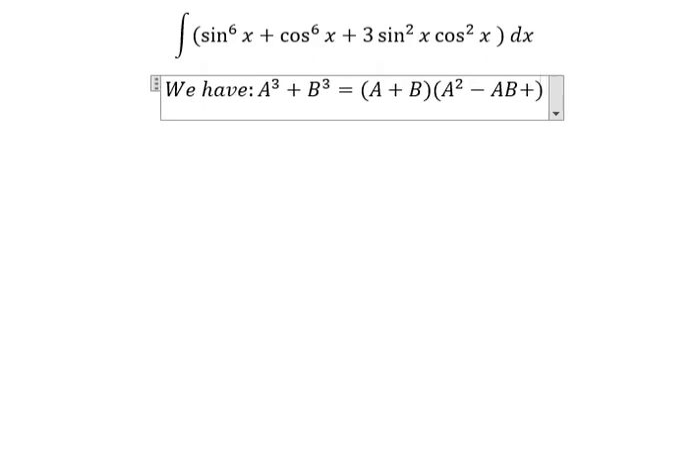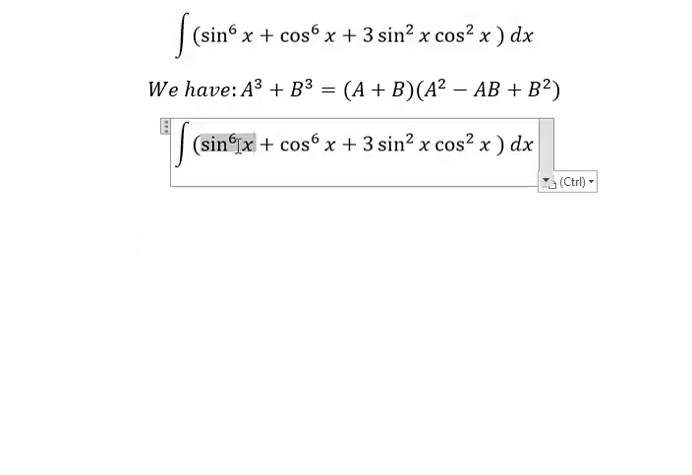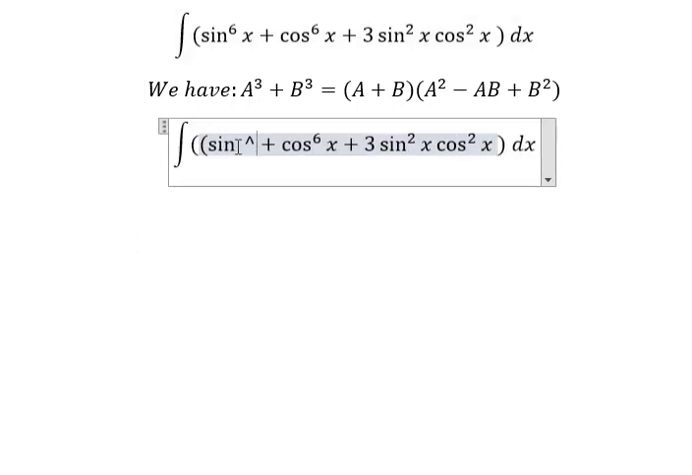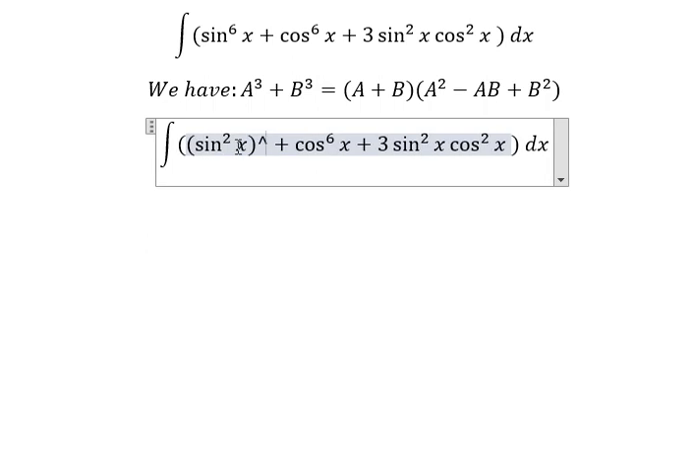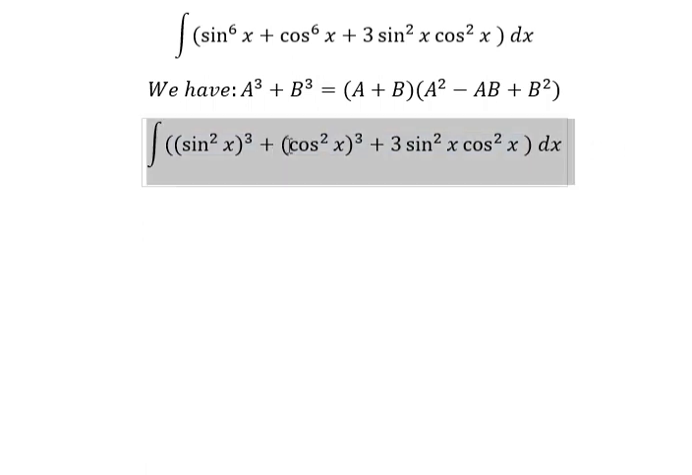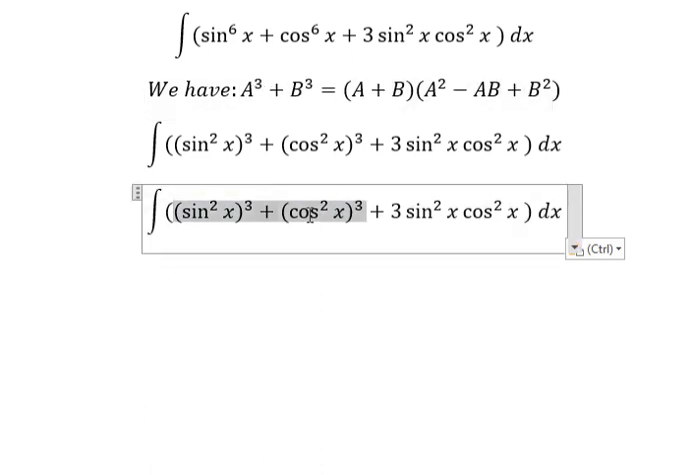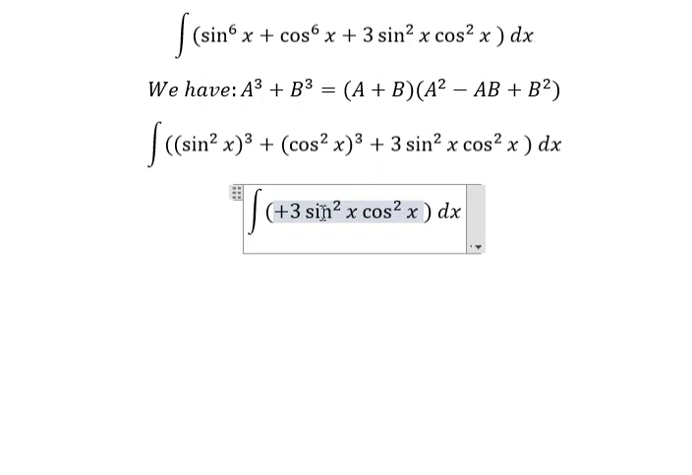So in this situation, this one is about sine s square, everything to the power of 3. This one is about cosine s square, everything to the power of 3. So we need to transform this one into this one from here, and we have it like this.